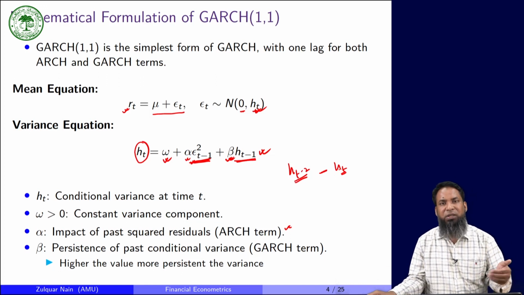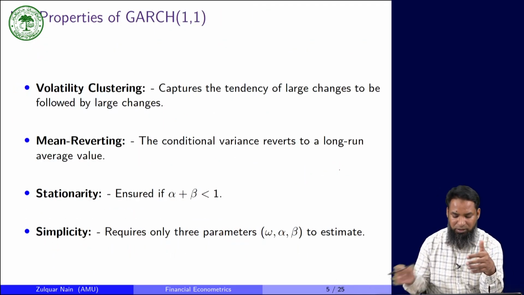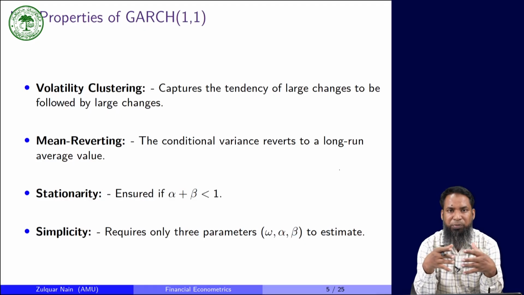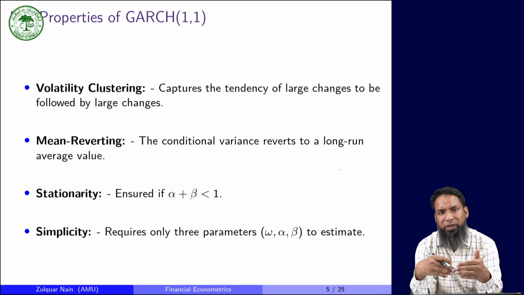Now what are the key features of this model we have? One of the key features is that this particular model is able to capture the volatility clustering, which is quite often seen in financial data. What is volatility clustering? We have already discussed it, so quickly we can say here, higher volatility in the previous period is followed by higher volatility in the current period.